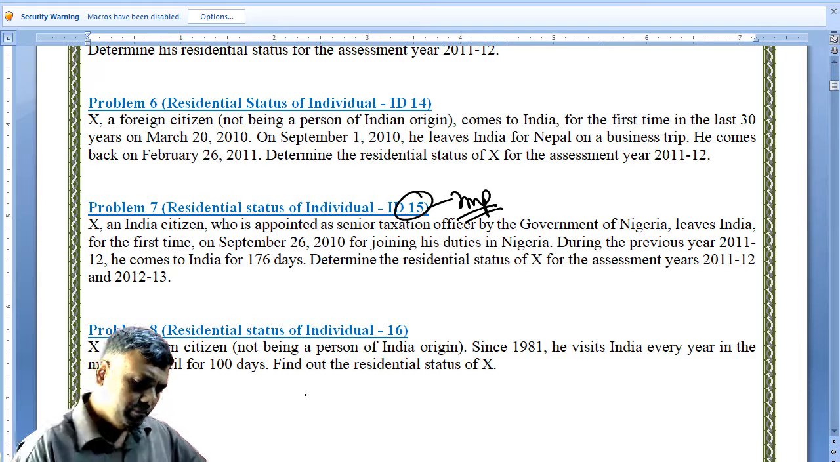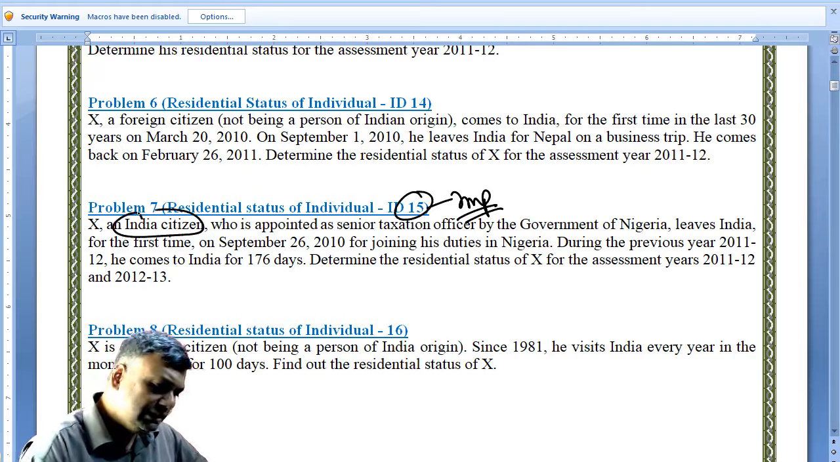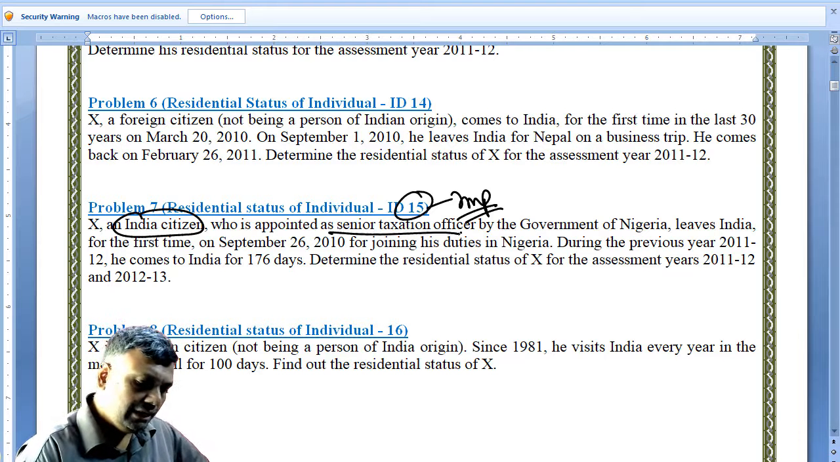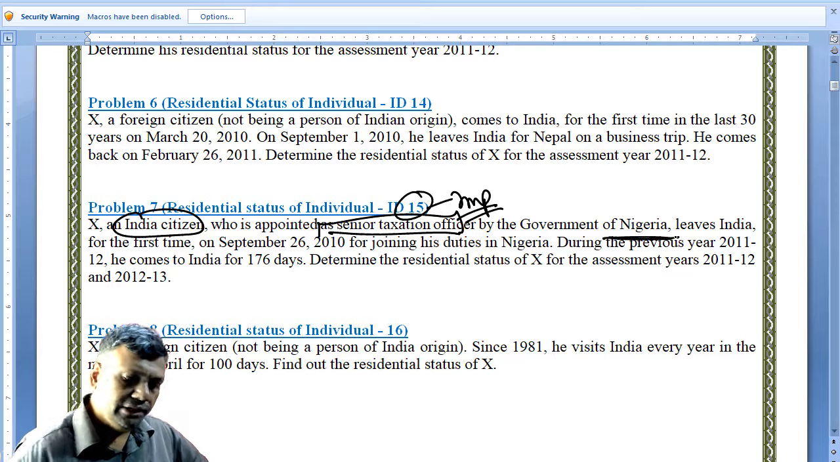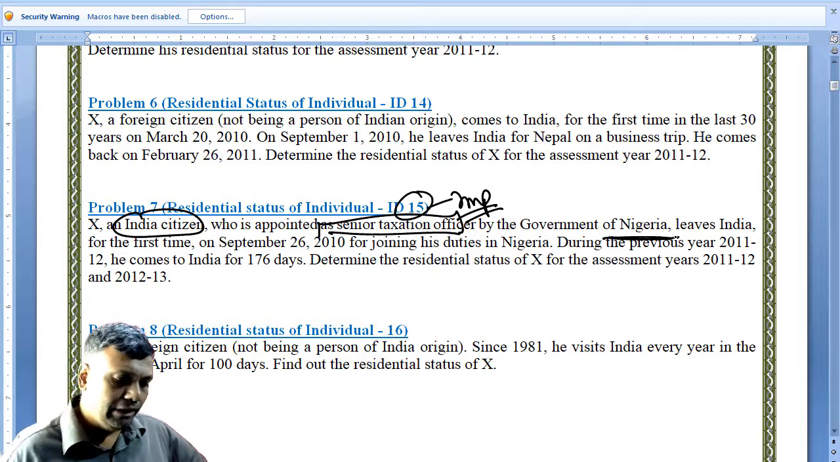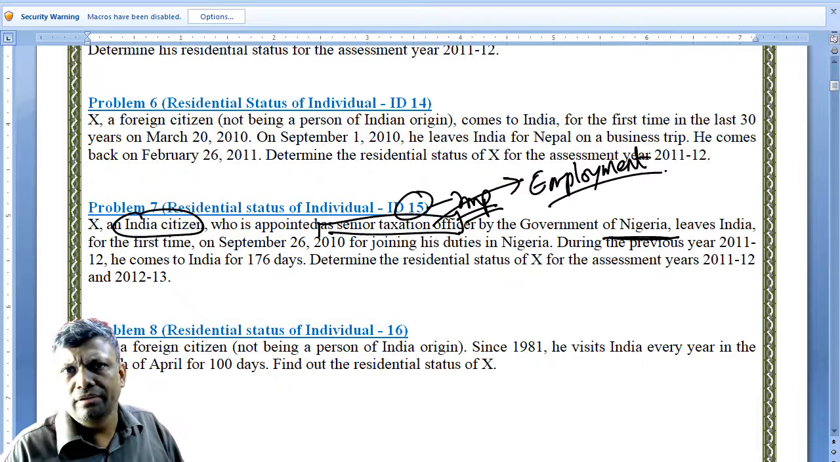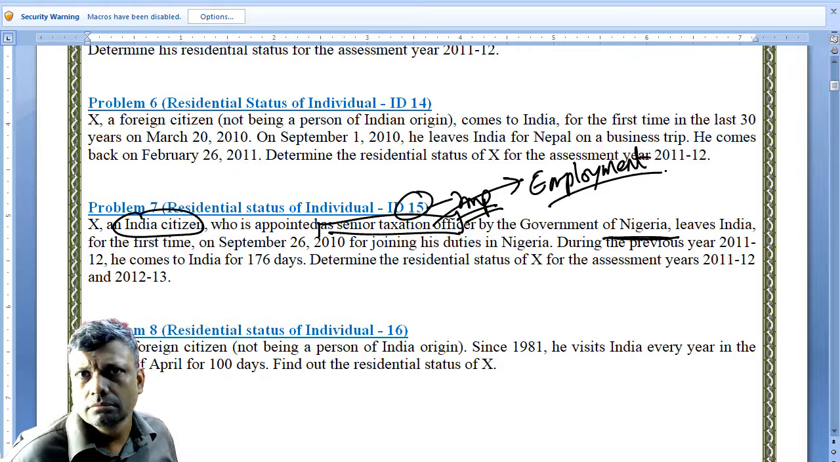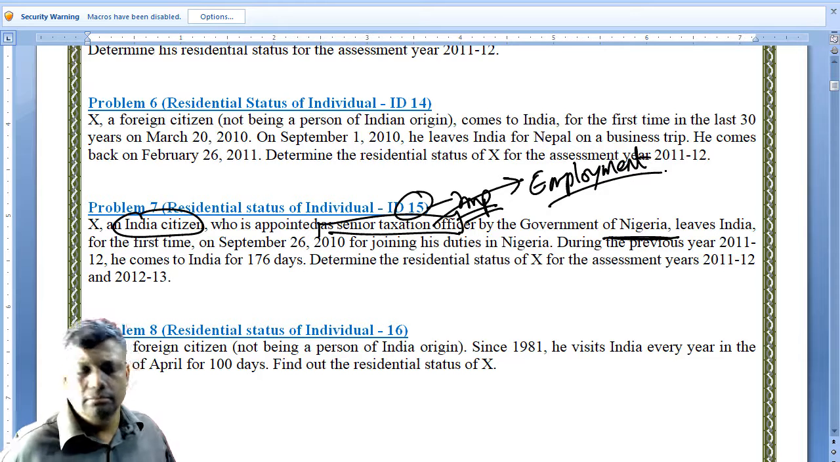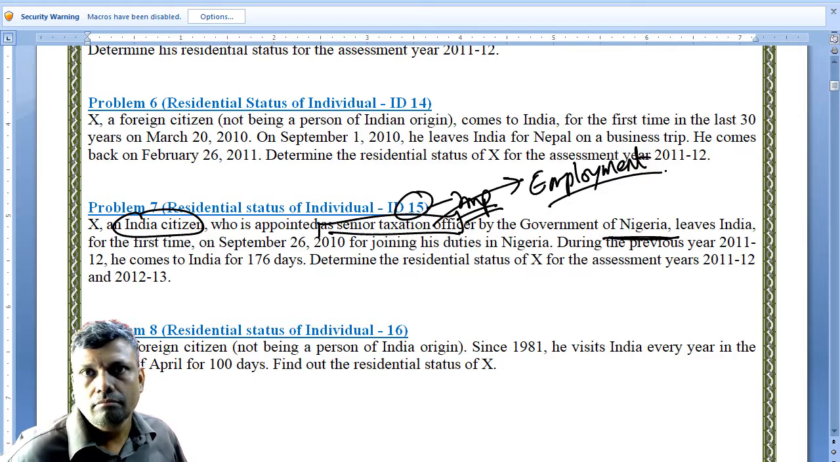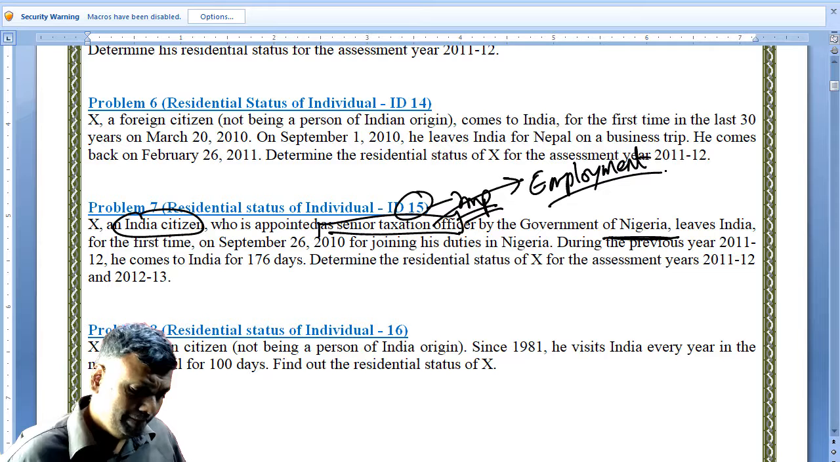So come back to the question. Have a check: Indian citizen, senior taxation officer by the government of Nigeria. So he is going for employment. This senior taxation officer post is your employment. It can be any form of employment, right? I mean, he is going there for some work. He is not going there to meet his girlfriend. He is not doing it that way.